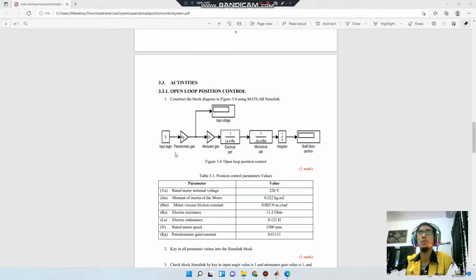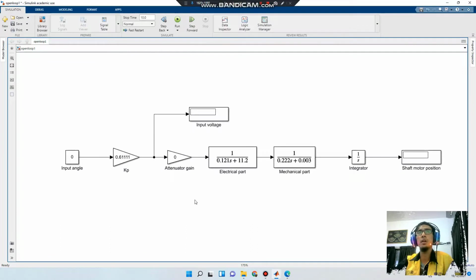First, we need to construct the block diagram in this figure by using MATLAB Simulink. Here are the components and the parameters. I will key in all parameter values in this Simulink block for open loop position control. Here we have the input angle, KP gain and actuator gain, the electrical part which is the transfer function, the mechanical part and integrator, the shaft motor position for display, and this is the input voltage.